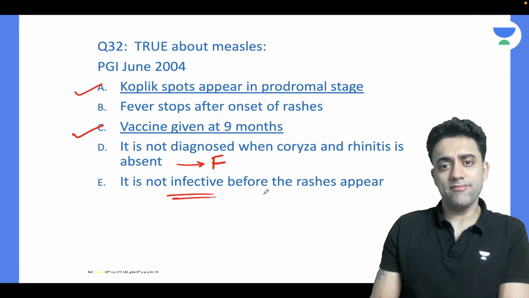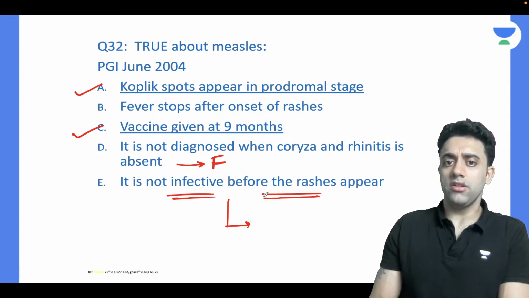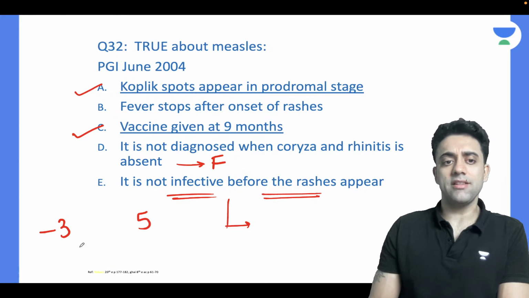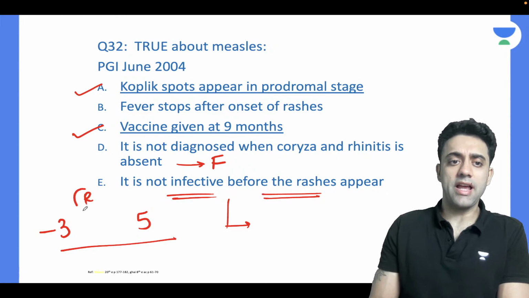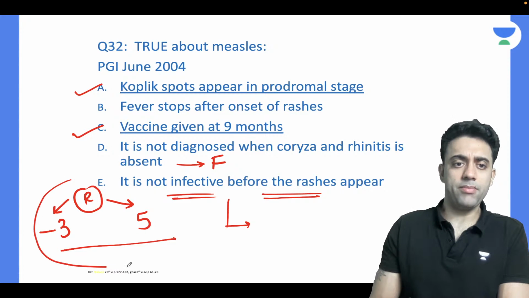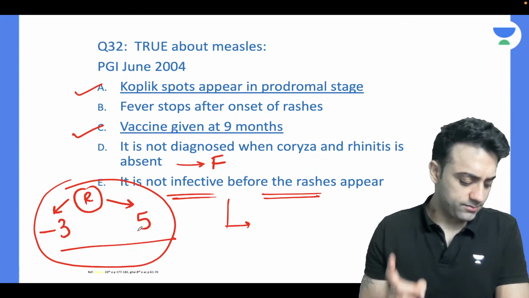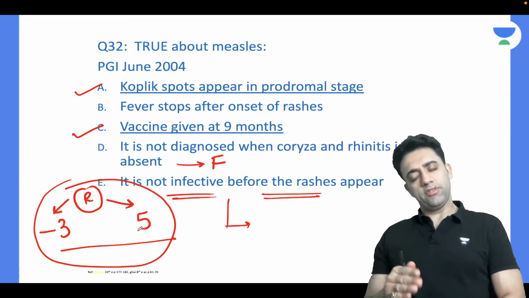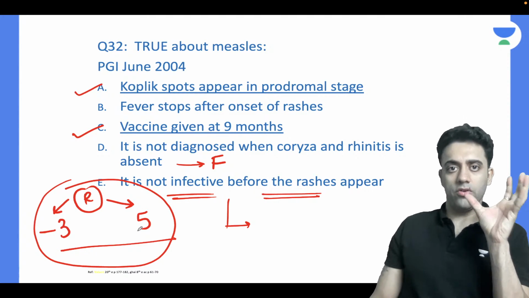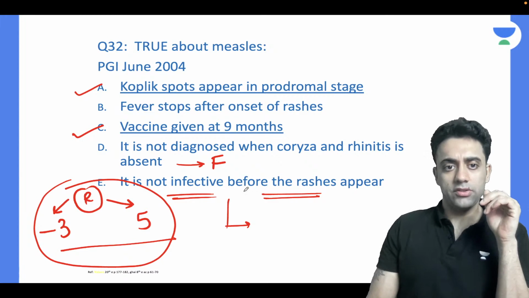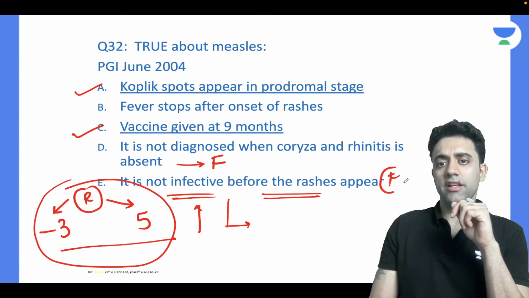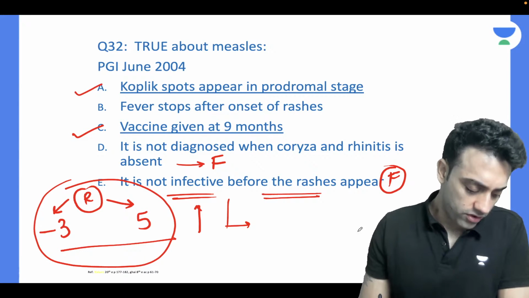It is not infective before the rash appears. That also is not true. Remember, it is minus 3 and plus 5. So 3 days before and 5 days after the onset of rash, that whole duration is the period of communicability in measles. So the statement that it is not infective before the rash appears is totally a false statement.